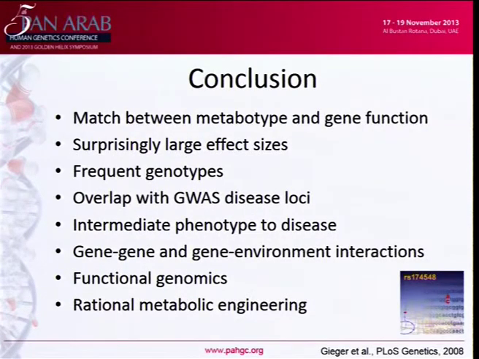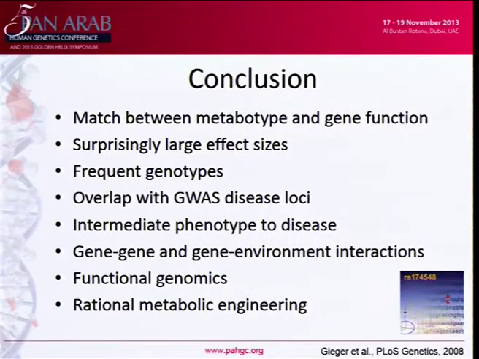All right, that brings me to the end. So I hope I have convinced you a little bit that metabolomics is a phenotype which is very much disease-related. Surprisingly, strong matches between metabotype and gene function show us that there's a very strong functional approach to this idea. We have surprisingly large effect sizes, frequent genotypes. So that means if we look for combination of genotypes here, it's not rare variants where maybe 1 in 1,000 is concerned. Here it's 5 in 100.